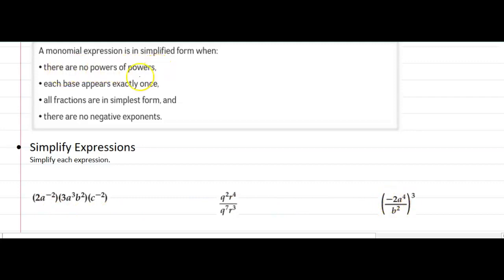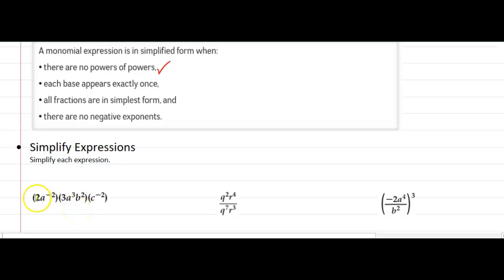There are no powers of powers. Well, in the first problem, there are no powers of powers. Powers of powers would be like what's happening over here in the third example, and we're not over there yet. No powers of powers, check. Each base appears exactly once. Well, I have an A here and an A over here, so it fails. So I know this is not simplified. Let's try to get it simplified.